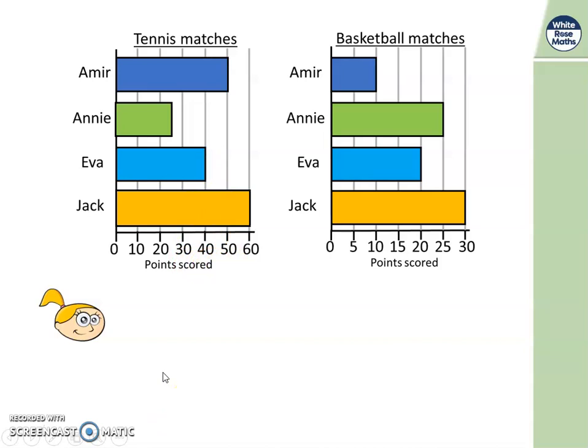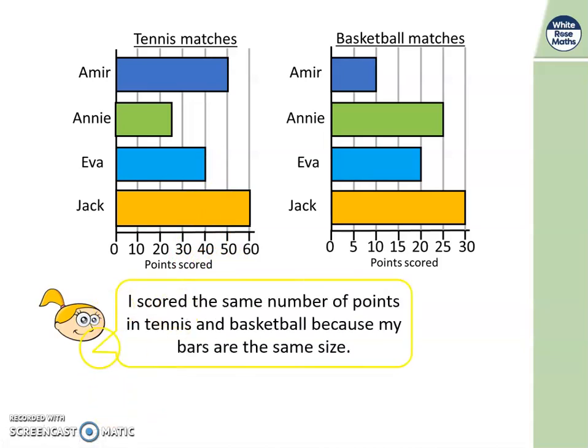Now Eva's got a question. I scored the same number of points in tennis and basketball because my bars are the same size. So if we look at Eva's, their bars are the same size. So she must be correct. Has Eva done anything wrong? Have a think and look carefully at each chart to see what we have got wrong.